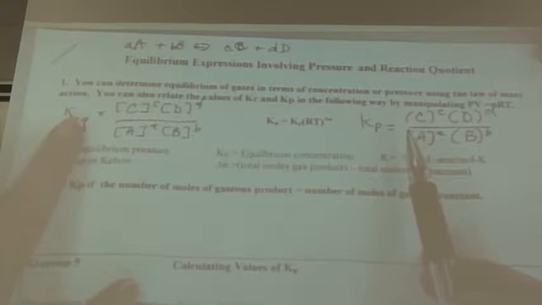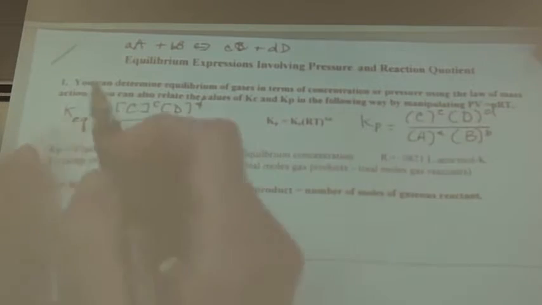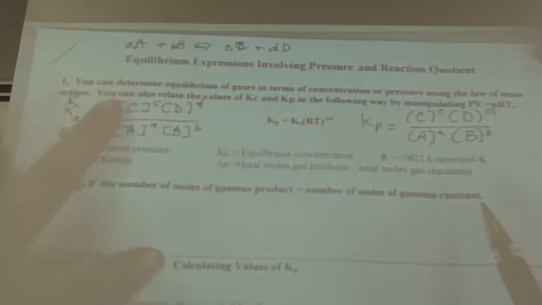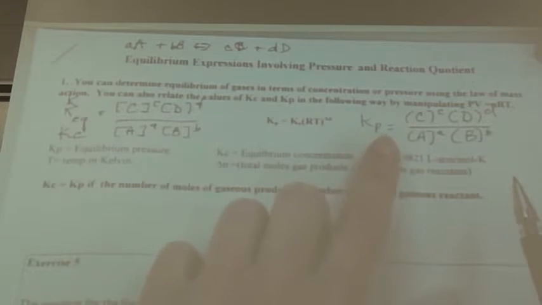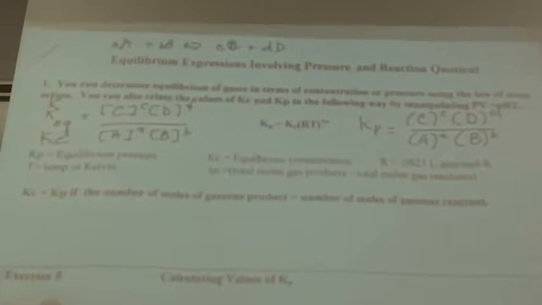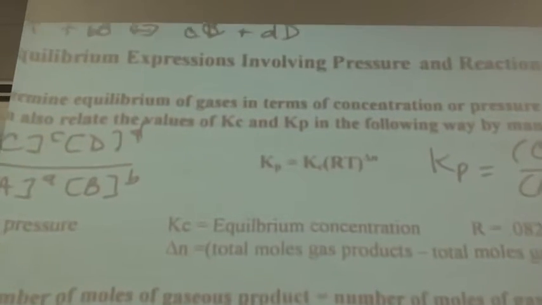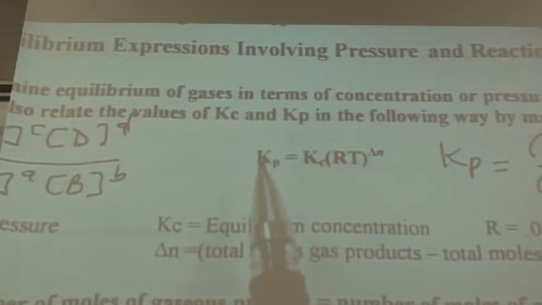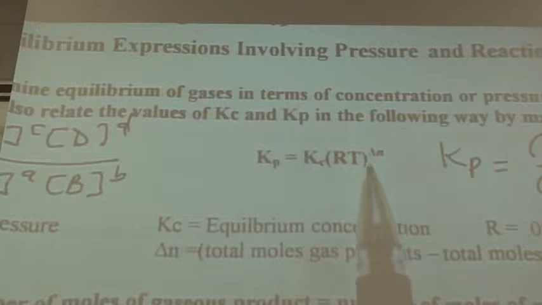Okay, now there's a way to mathematically correlate K, which is also called Kc, to correlate this to the pressure, and the way that you do it is through this equation right here. Kp equals Kc times the quantity RT raised to the delta n. Now, this is on your green sheet, but it might not be on this year's green sheet.